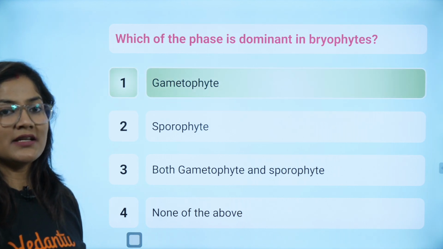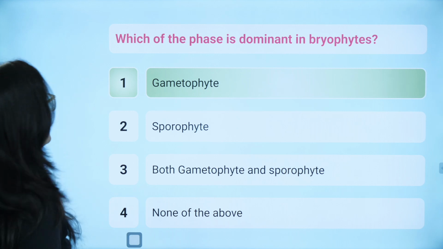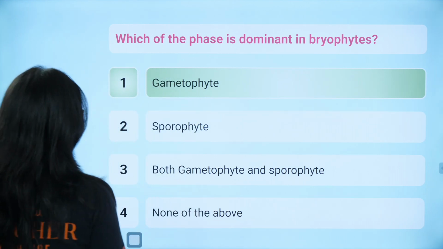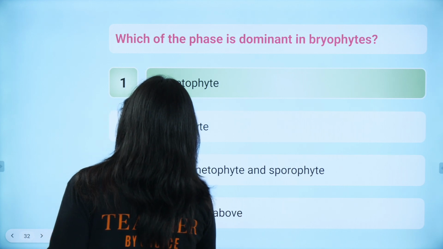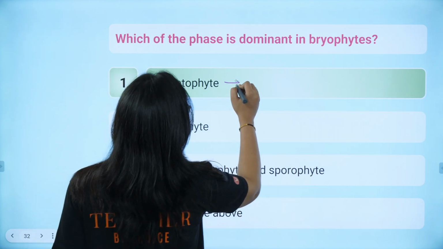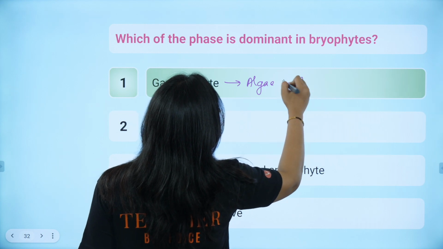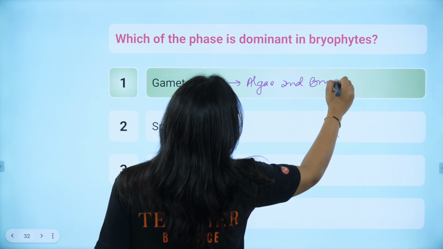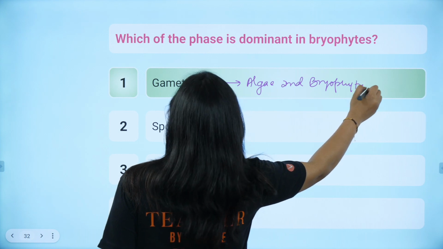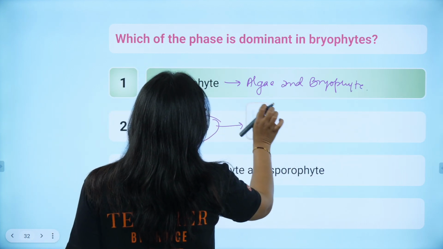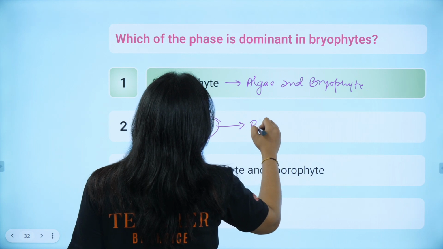Time's up, and the correct answer is gametophyte, right? So gametophyte is the dominant phase in your bryophyte. This gametophyte is haploid, and this is a dominant phase in case of your algae and bryophytes, right? The next one is sporophyte. Sporophyte is dominant in case of your gymnosperms and angiosperms and your pteridophytes.